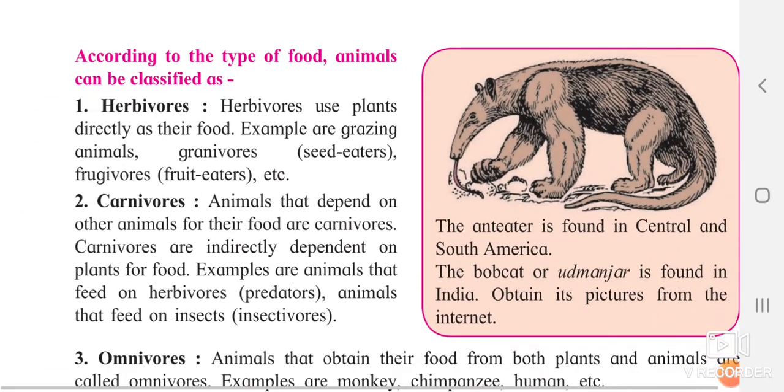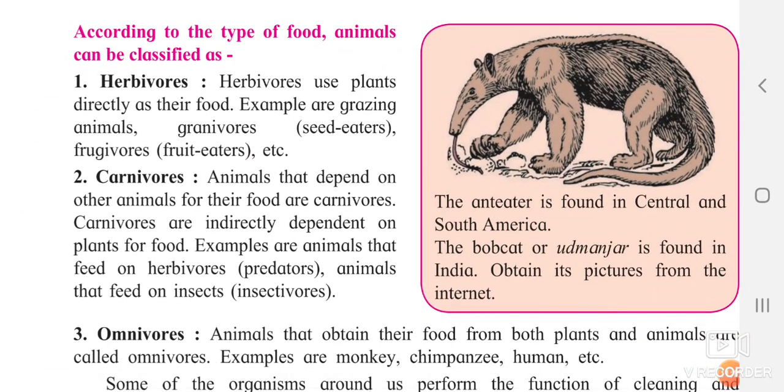Depending upon their food types, the animals are classified as, first one, herbivores. Herbivores, we know, are the ones which are dependent on plants for their food. For example, the ones which eat grass, fruits, or leafy plants, they are all said to be herbivores. For example, the deer.